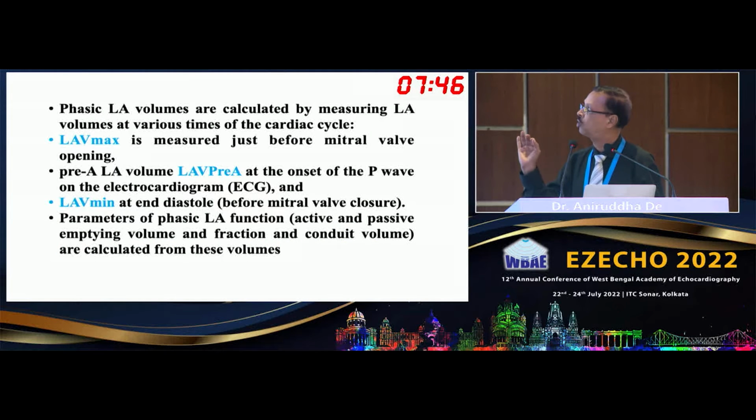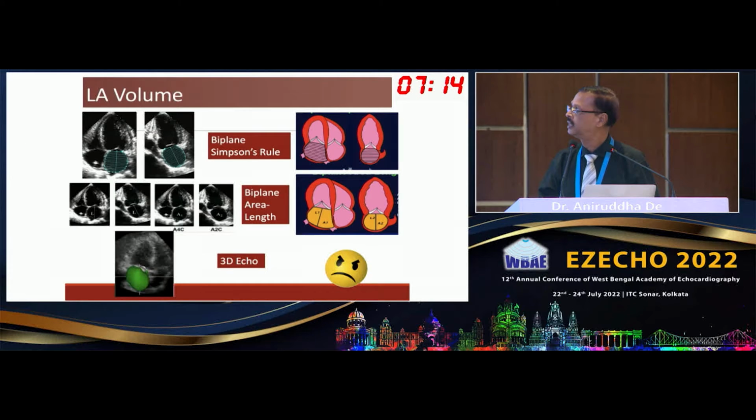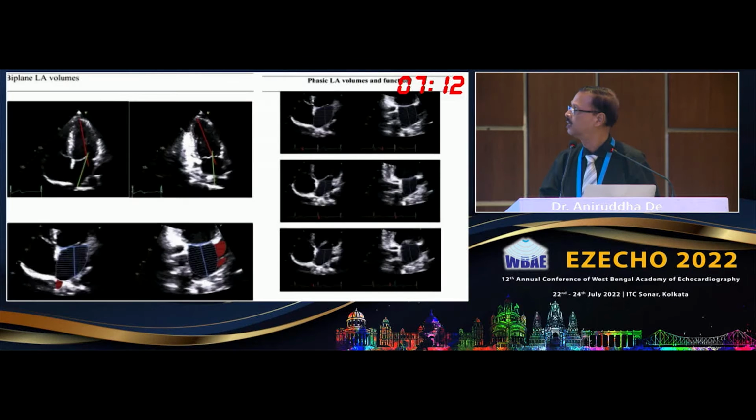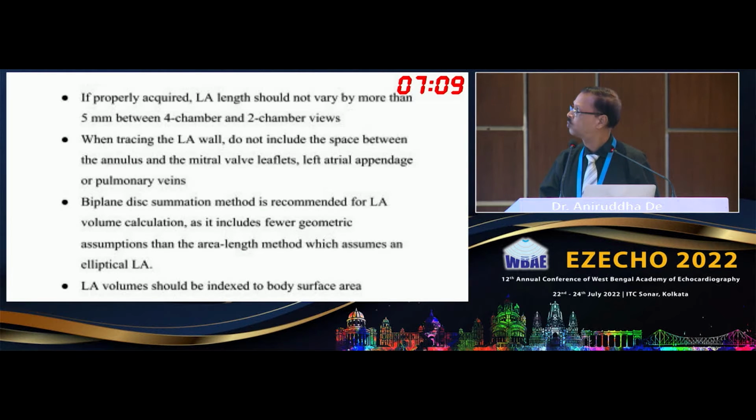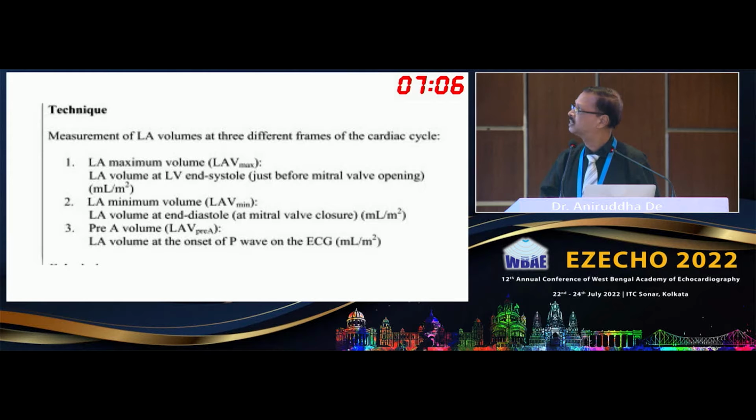One is the LA max volume, measured just before the mitral valve opening. One is the pre-A volume, that is the LA pre-A, at the onset of the P wave on the ECG, and the LA min, that is the minimal volume at end diastole before the mitral valve closure. And you can determine all the phasic LA function, the active and passive emptying volume and fraction, and the conduit volume. You can calculate everything by these three. I am not going to discuss how to acquire this, I already discussed in the morning, but these are the three volumes.